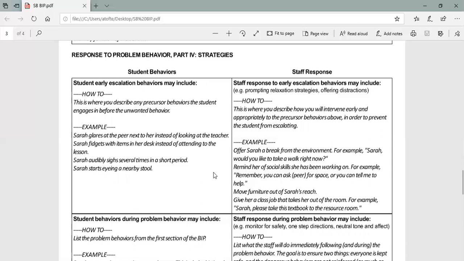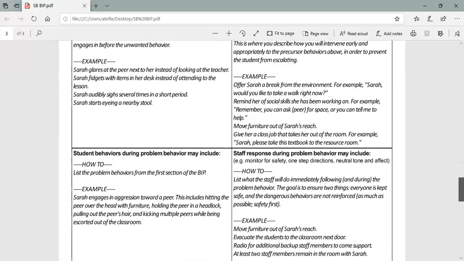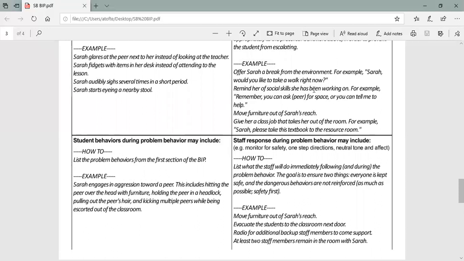So what do we do at that point? How are we going to intervene early and appropriately in order to prevent the student from escalating, prevent the behavior from escalating? In our example, as soon as we hear her sighing and we see her looking around the room and getting fidgety, the staff are going to say, "Hey, Sarah, would you like to take a walk right now? You look like you might need to take a walk. Let's go do that." Okay. And then hopefully she says yes, and we never get to the bit where she throws stools around, hopefully.